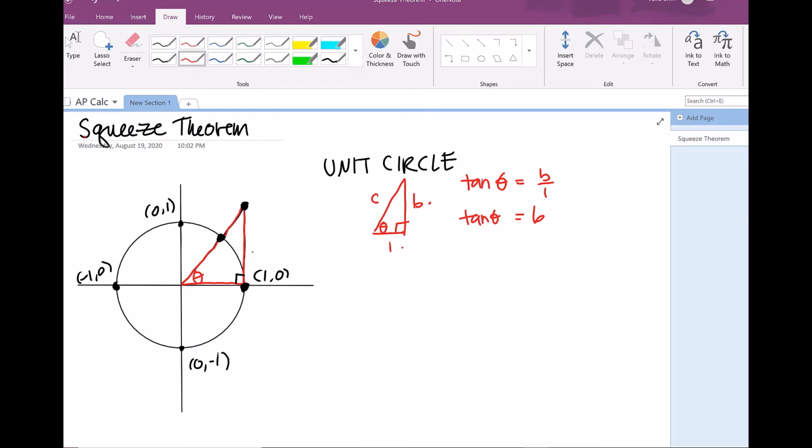So now I can say that this height, or this vertical distance, is tangent theta. In other words, I have just found the coordinates of this point right here, which is 1 comma tangent theta.